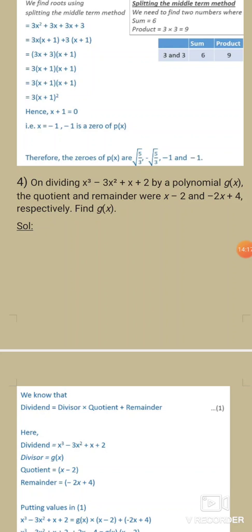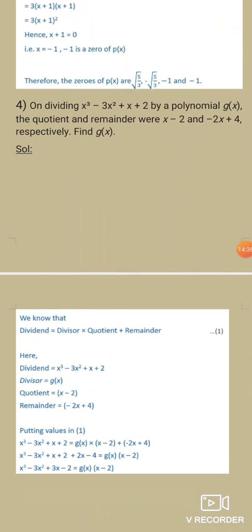Okay. Now dividend is equal to x cube minus 3x square plus x plus 2. Divisor g of x. Quotient x minus 2. Remainder minus 2x plus 4. Now putting the values in the equation number 1, that is dividend is equal to divisor into quotient plus remainder. Now listen, first step, x cube minus 3x square plus x plus 2 is equal to g of x into x minus 2 plus minus 2x plus 4, which is the remainder.